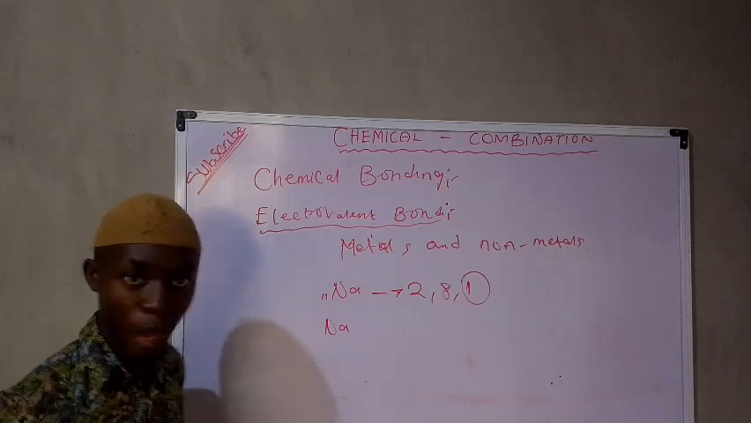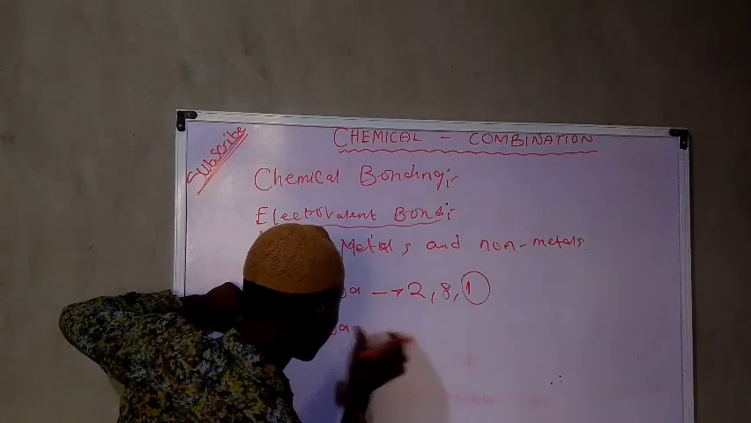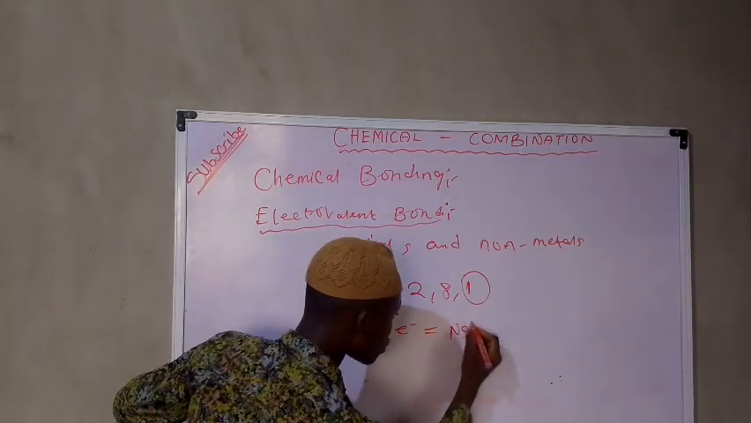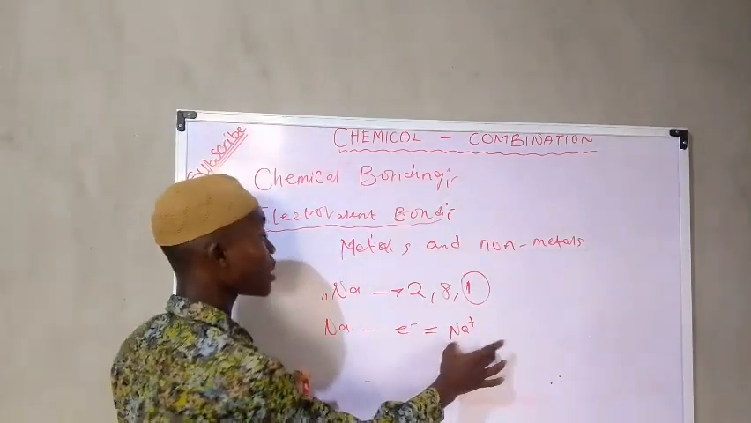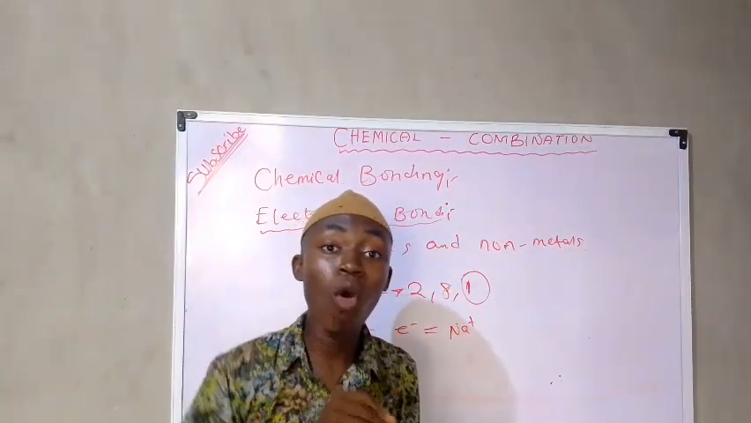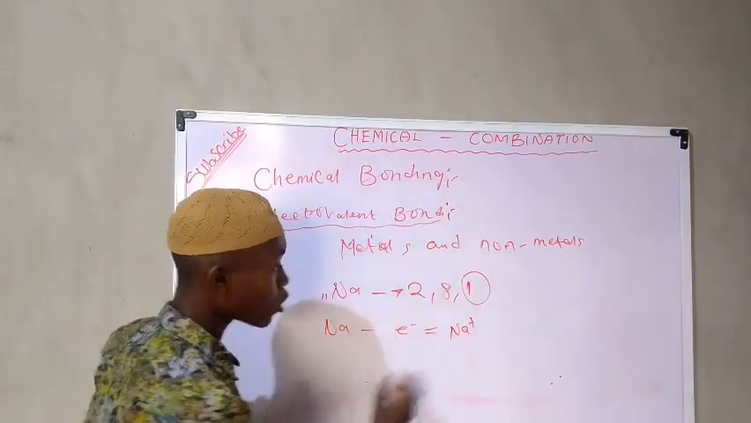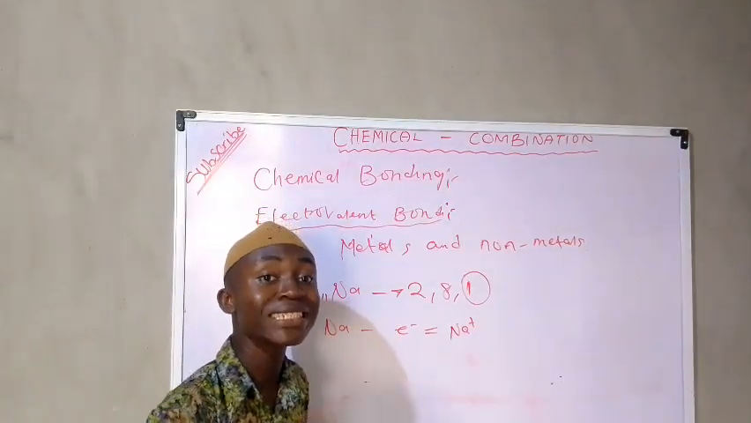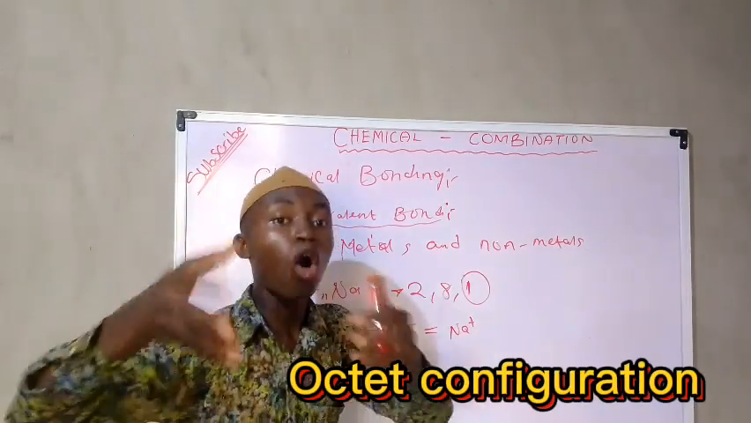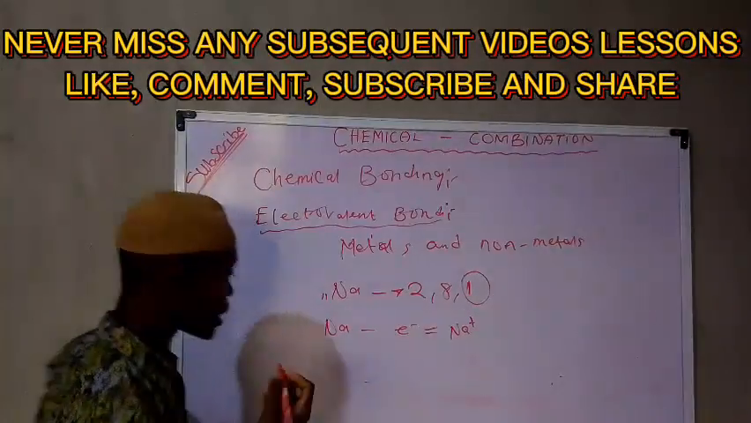When sodium loses an electron, it gives a positive metallic ion. Now it has become saturated. I've told you before that the aim of all elements is to become saturated. They don't want to be reactive. Now it has attained a stable configuration, which is also known as the octet configuration.